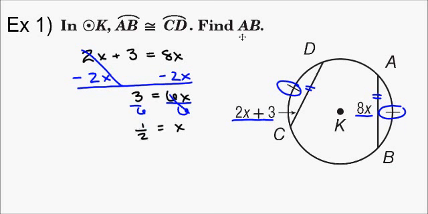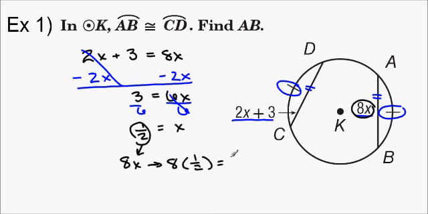But of course, this doesn't say find x, it says find AB. Well, AB is 8x. So I'm going to plug in this for my x. And 8 times 1/2 is 4. So I can say AB equals 4.